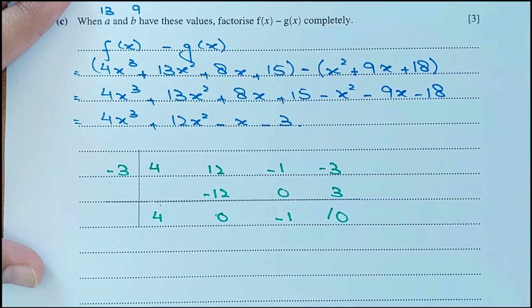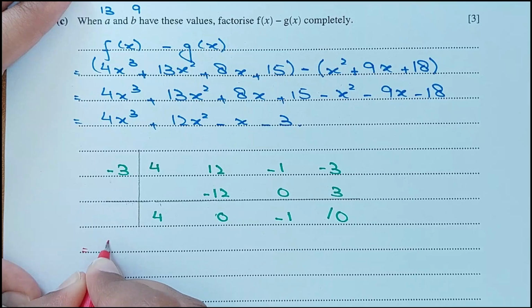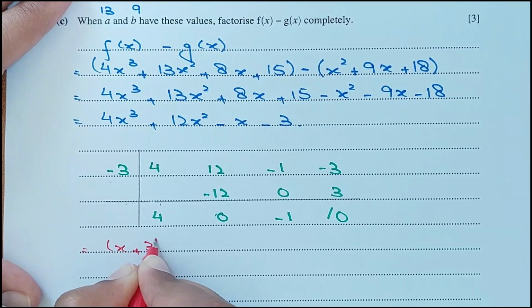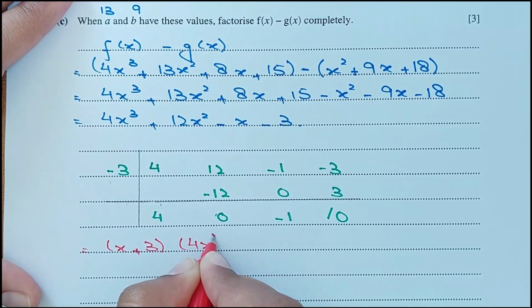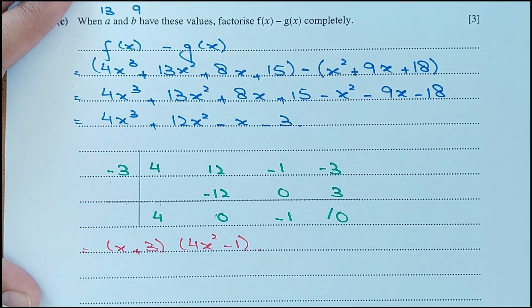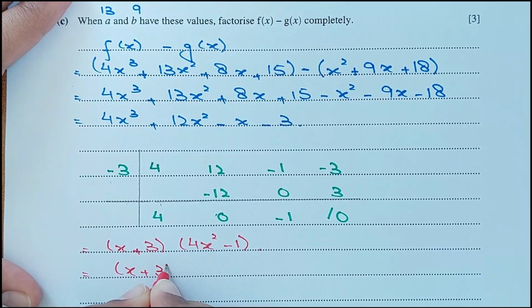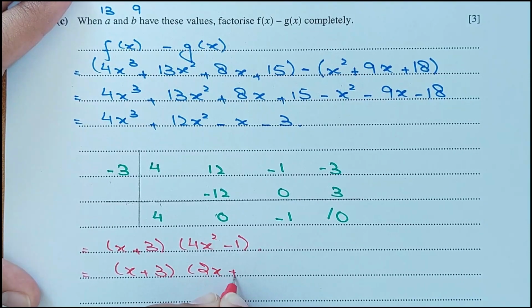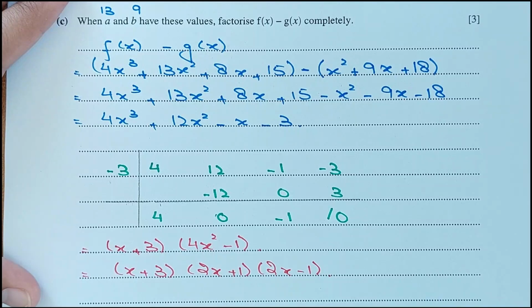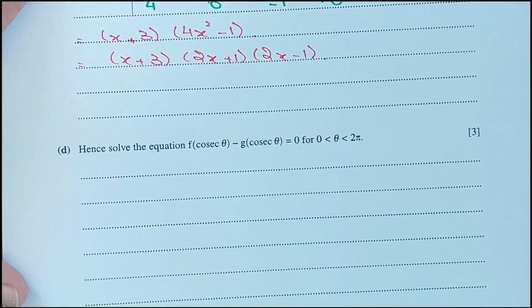Okay, so we can say this would be x plus 3 into 4x squared minus 1, right? So we can rewrite this as x plus 3 into 2x plus 1 into 2x minus 1. So this is the complete factorized form of f of x minus g of x.